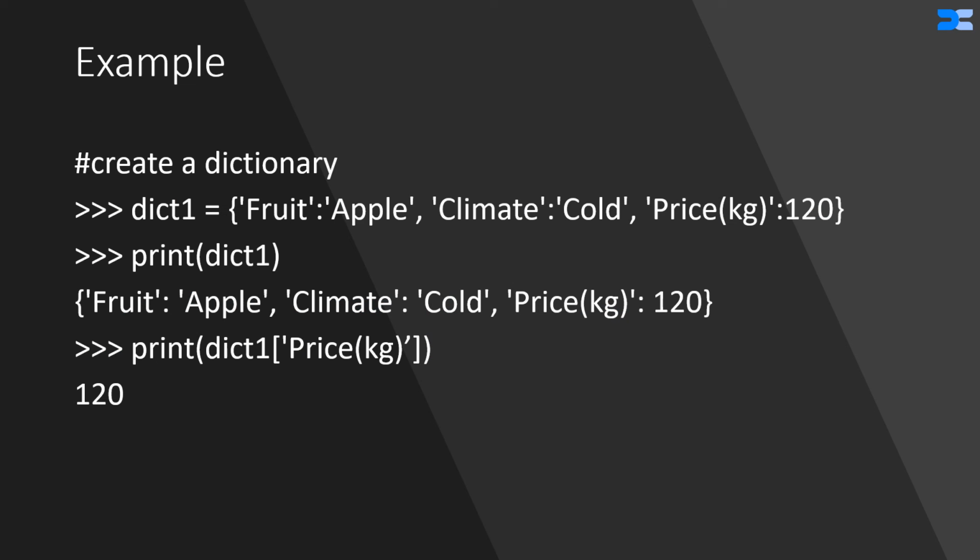Example. Create a dictionary. dict1 = {'Fruit': 'Apple', 'Climate': 'Cold', 'Price(kg)': 120}. print(dict1). The output is {'Fruit': 'Apple', 'Climate': 'Cold', 'Price(kg)': 120}. print(dict1['Price(kg)']). The output is 120.